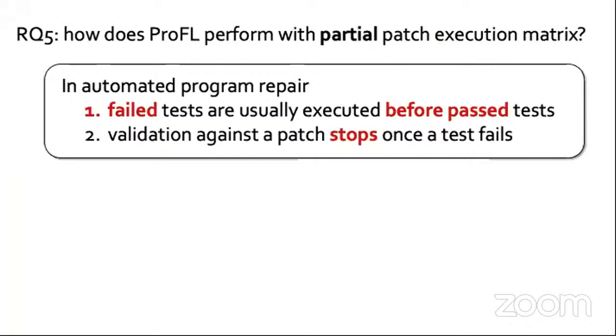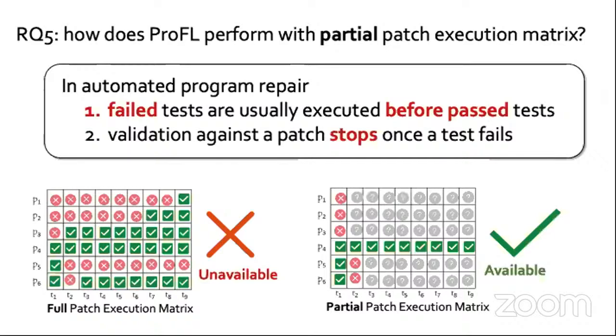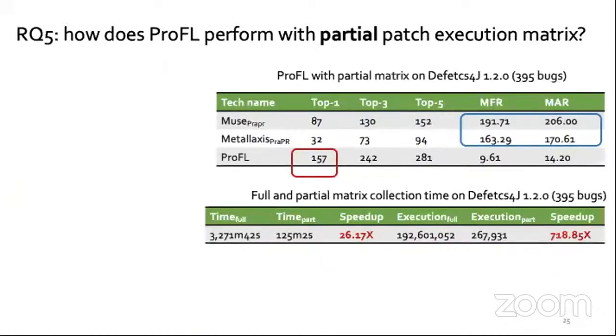So far, we have studied ProFL using the full patch execution matrix. That is, the execution of each test on each patch is known. But in practical program repair, the failed tests are usually executed before passed tests, and the validation of a patch stops once there is a test that fails. That is to say, in practical program repair, the full patch execution matrix is usually unavailable, but instead, the partial patch execution matrix is available. So we further studied the performance of ProFL with such a partial matrix.